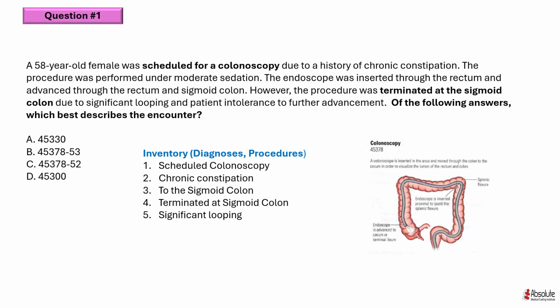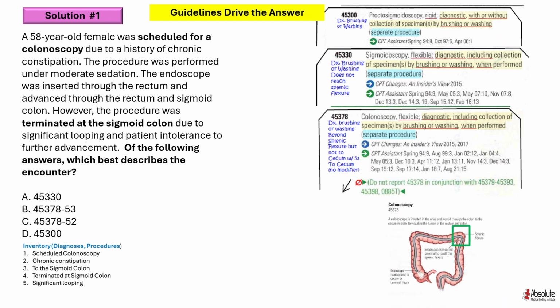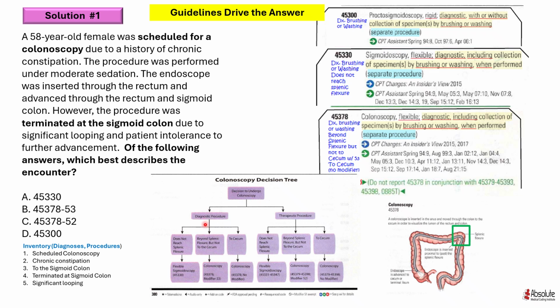Now, let's go ahead and solve. Pretty much guidelines are going to drive the answer. And remember the splenic flexure here? That scope didn't go that far, and let's look at this decision tree. Whether it's diagnostic or therapeutic, if the scope did not reach the splenic flexure, then you're going to code a sigmoidoscopy, right? So let's look up our codes. We can eliminate B and C because it tells you that you're not going to append any modifier on these codes, right?